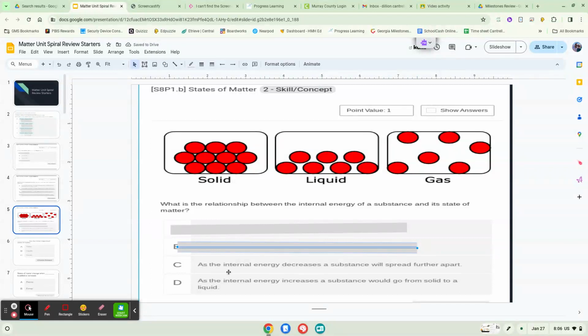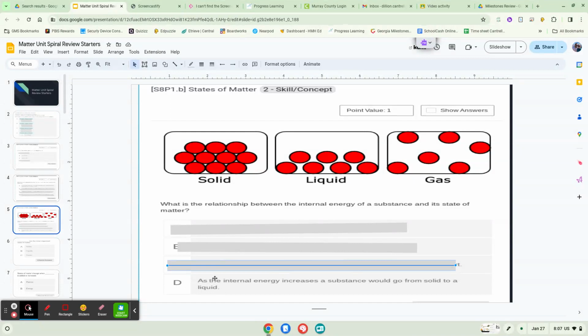And then C, as the internal energy decreases, a substance will spread farther. Okay, so what that's saying is if I have less energy, my particles are going to spread further apart. That is absolutely not true as well. Remember, if I add energy, then my particles spread far apart. If I decrease energy, it's like saying I'm going from a liquid to a solid. That's decreasing energy, so my particles are getting closer together.